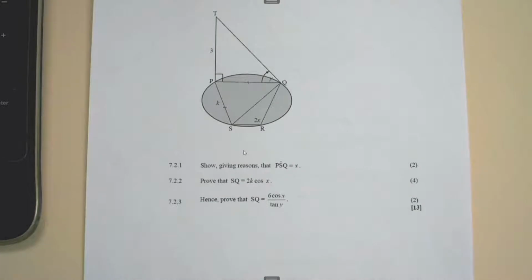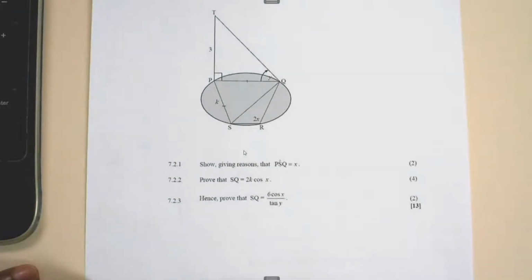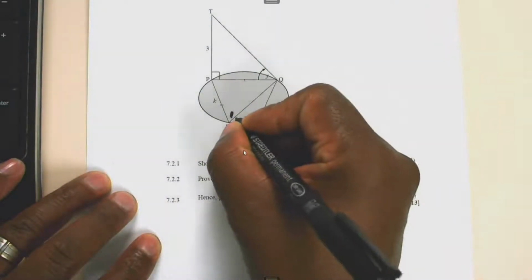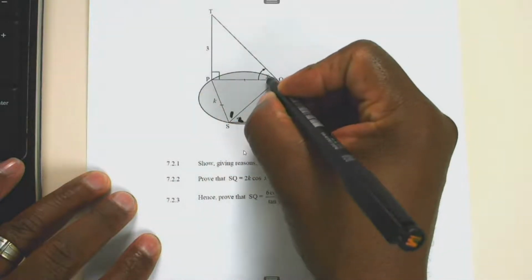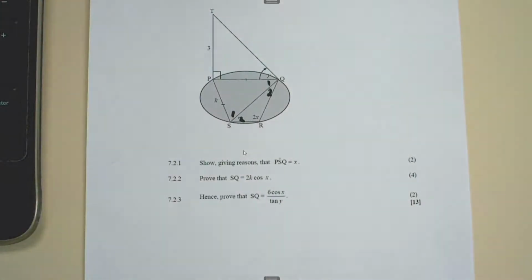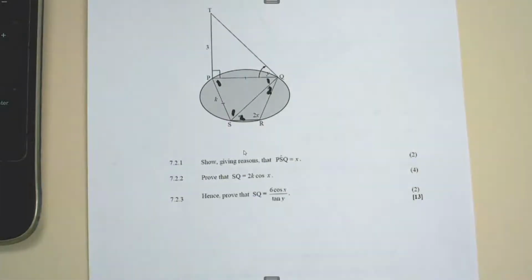How do we solve this one? Show, given reasons, that angle PSQ is equal to X. Let me try and simplify. I can say I've got angle S1 here, S2 here. That is why it's Q1, Q2. I'm trying to simplify so that we can easily work out the solution. Angle R is equal to 2x. Let me say this one is P1, P2 is 90 degrees.